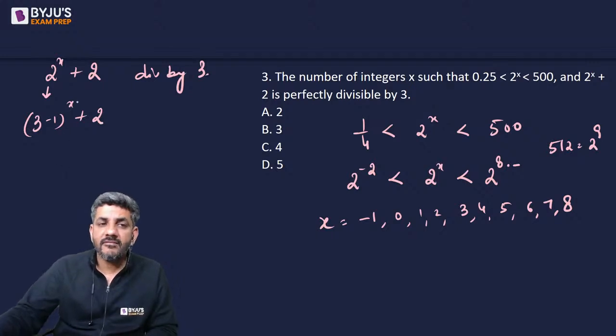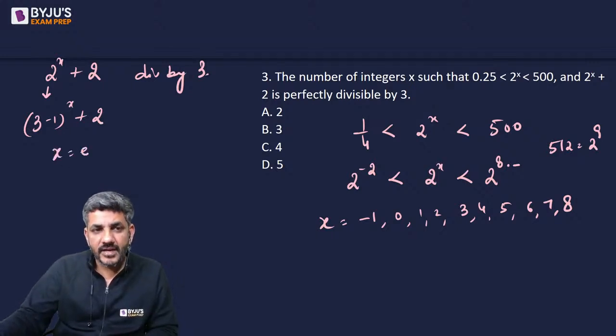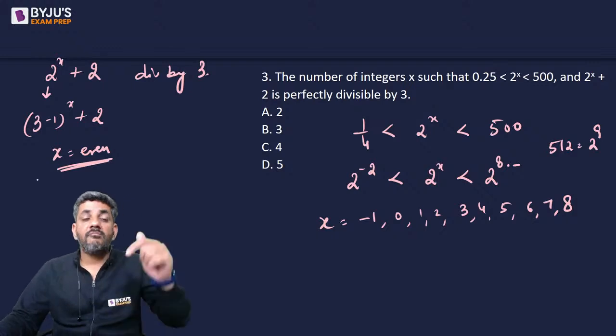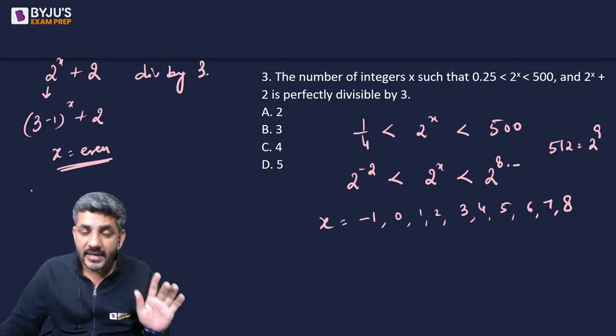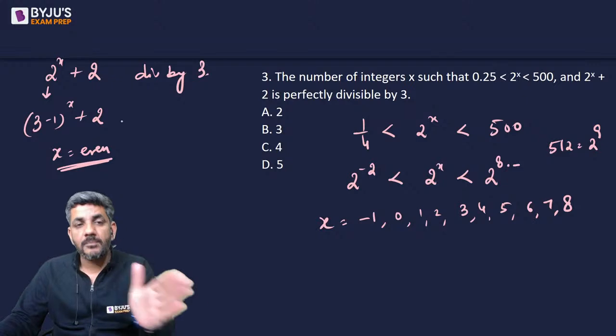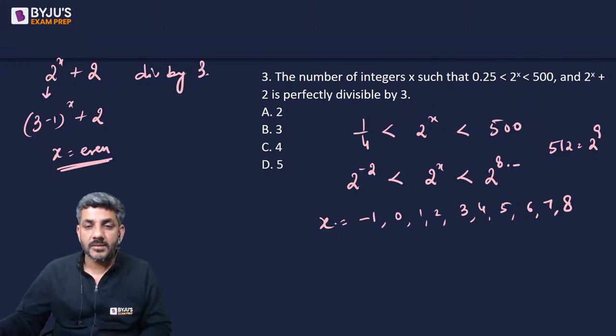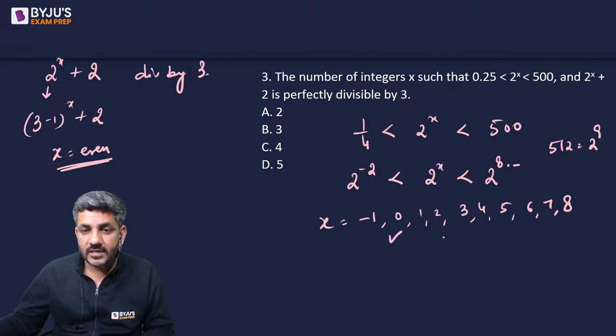So can I say whenever x is even, I would have minus 1 to the power even number as plus 1, and that 1 plus 2 will give me a number divisible by 3, and by that logic 0 is there, 2 is there, 4 is there, 6 is there, 8 is there.